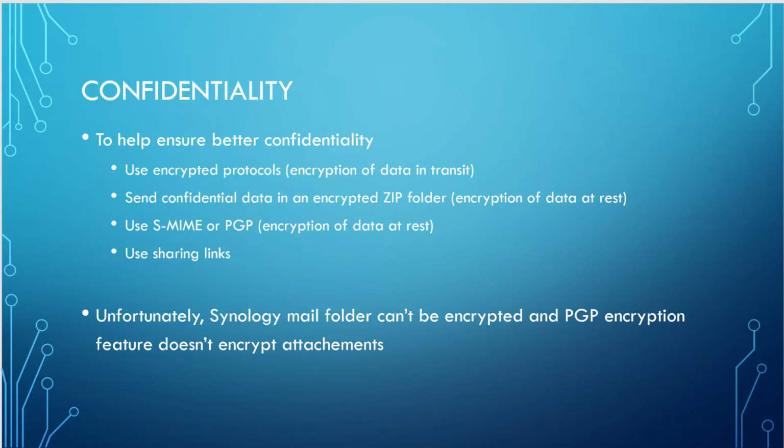So what can we do to help ensure better confidentiality where you don't control everything? You could use encrypted protocols first, so you have data encryption in transit. Maybe send confidential data in an encrypted zip folder, so you have data at rest encryption. You could use S/MIME or PGP for encryption of data at rest. And if you have a Synology, you could probably use sharing links, with authentication or not. That will allow you not to have the confidential information stored in a place that you do not trust.